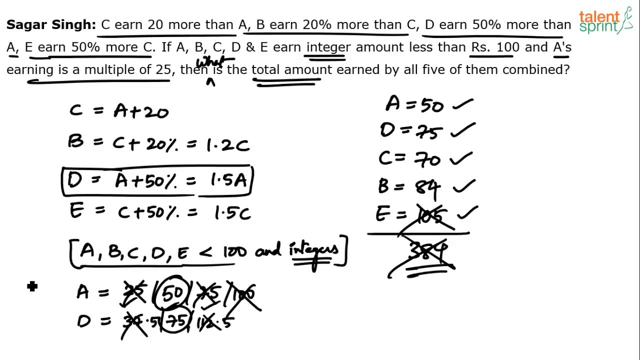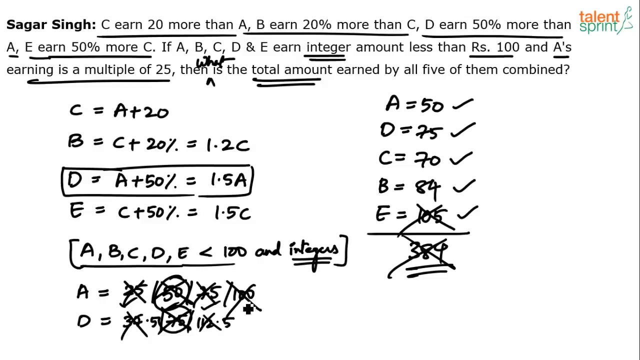Okay, so E can't be 105. What is the condition? Where is it given? E earns 50% more than C. So C plus 50% of C. 70 plus 35, 105. Yeah. So I think A can't be 50 also. A can't be 50, D can't be 75.